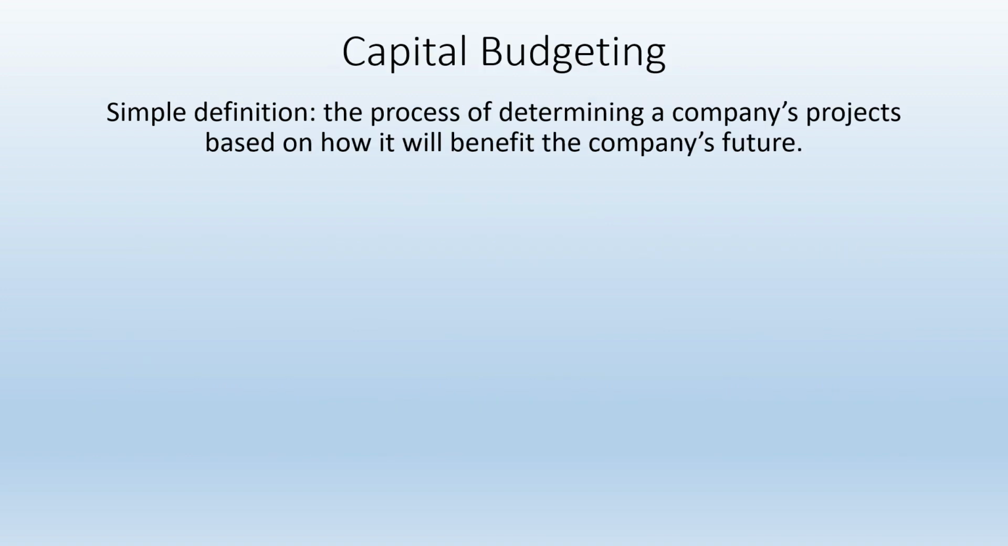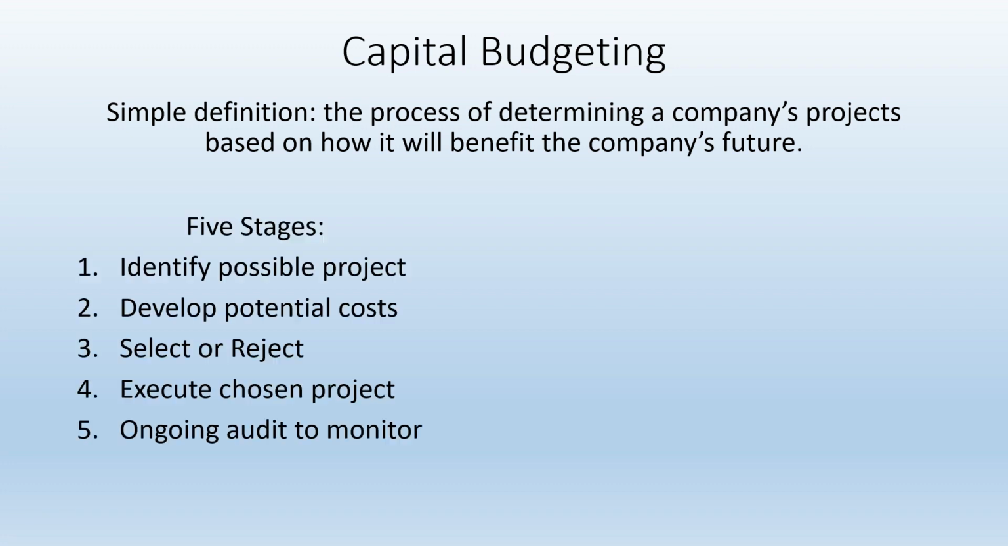Moving on to capital budgeting. This is a simple definition. This is the process of determining a company's projects based on how they will benefit the company's future. Now, if you're a construction company and you have 10 possible construction projects, you may need to do this capital budgeting process multiple times throughout a quarter. If you're a legal firm, maybe you just need to do it once a quarter to determine office spaces or employee situations.